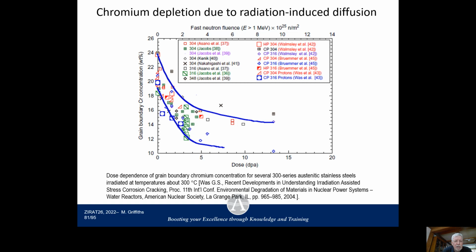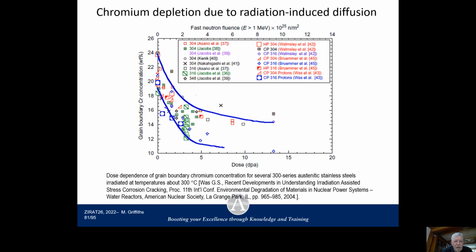Now that, to me, tells me that this material has not been sensitized. It hasn't been heat treated to form carbides or whatever it is. It's just a solution annealed material. So this is your starting average composition within the stainless steel. So we have a solution annealed situation, and then we essentially stick it in a reactor and cook it for 3-5 years, something like that.